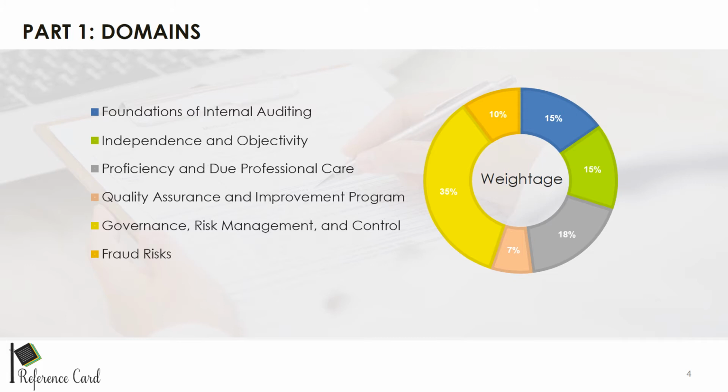CAA Part 1 contains 6 domains, consisting of the foundations of internal auditing, independence and objectivity, proficiency and due professional care, quality assurance and improvement program, governance, risk management and control, and finally fraud risk. The IIA specifies in the syllabus a different level of knowledge that a candidate should have and the separate weightage given to each topic. For Part 1, the total number of questions tested is 125 and the time given is 2.5 hours.